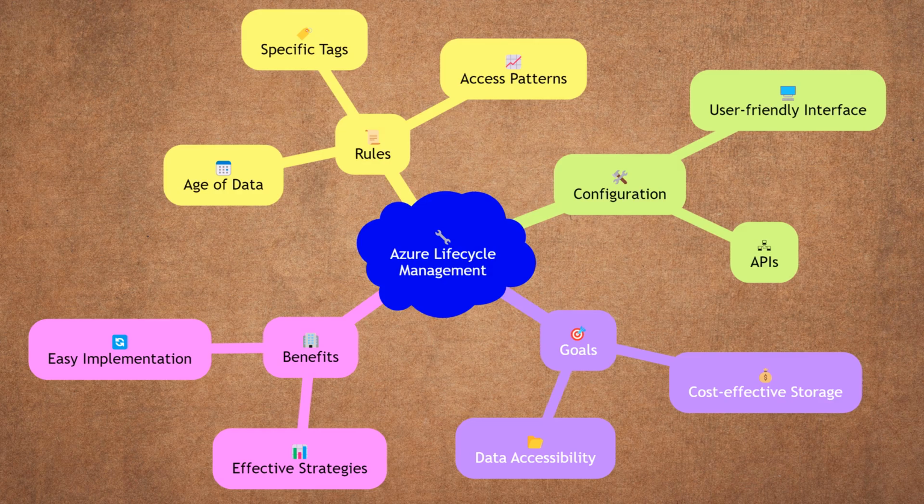Configuring lifecycle management policies in Azure involves creating rules that define how data should be moved between different storage tiers. These rules can be based on various criteria, such as the age of the data, its access patterns, or specific tags assigned to the data. Azure provides a user-friendly interface and APIs to create and manage these policies, making it easy for organizations to implement and maintain effective data lifecycle management strategies. Proper configuration ensures that data is stored cost-effectively and remains accessible when needed.